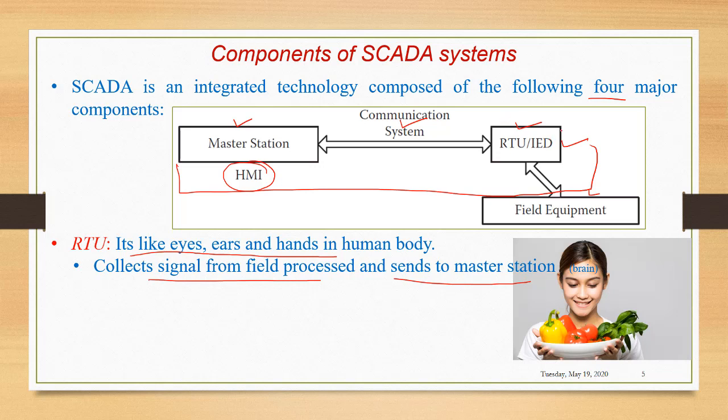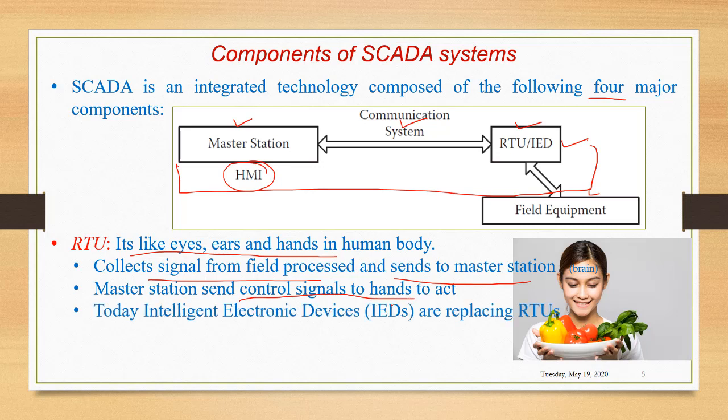After collecting the signal from the field, it processes it into the format by which it can communicate to the master station, and then it communicates. And the master station sends a control signal to the hands to act, so it also acts like hands. Nowadays, intelligent electronic devices are replacing RTUs. They are very popularly known as IEDs, and they are replacing remote terminal units.